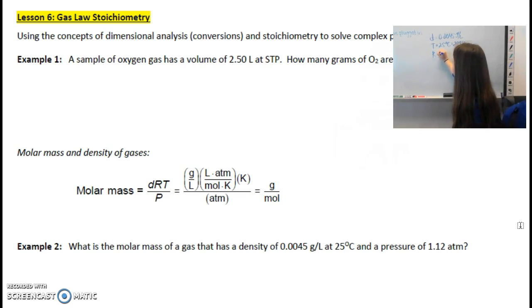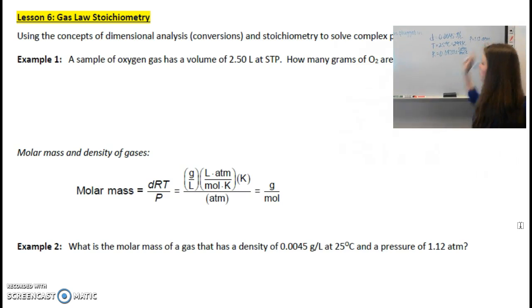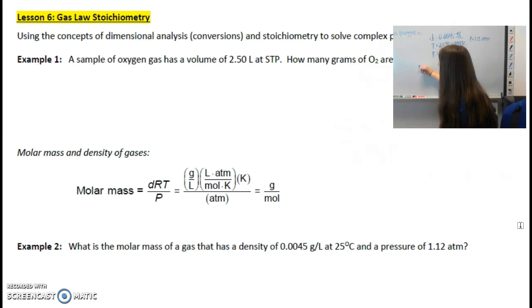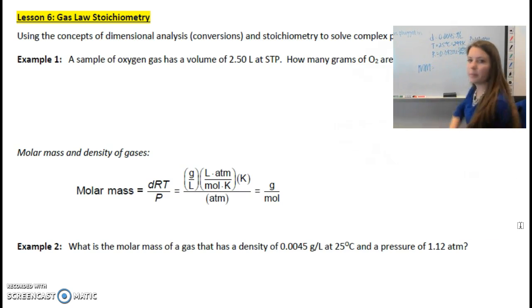R is the same constant. I'm just going to rewrite that, all four of those units there. And our pressure we have is 1.12 atmospheres. Okay, so I have everything listed here. If I look at that equation there, the molar mass is what it's already arranged for. I'm going to abbreviate molar mass as MM just to save some time here. So my molar mass is equal to my density times R times T divided by P.